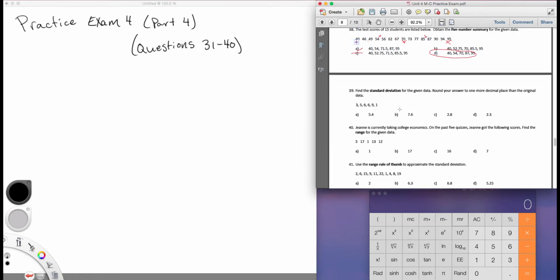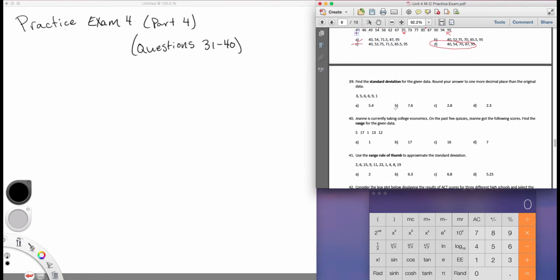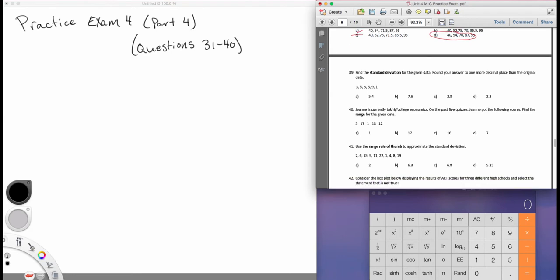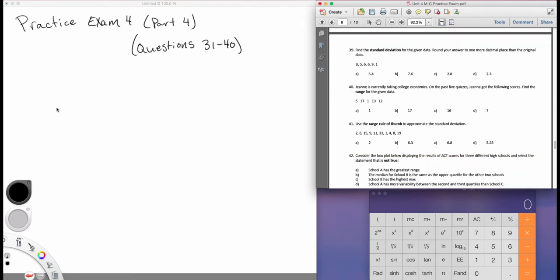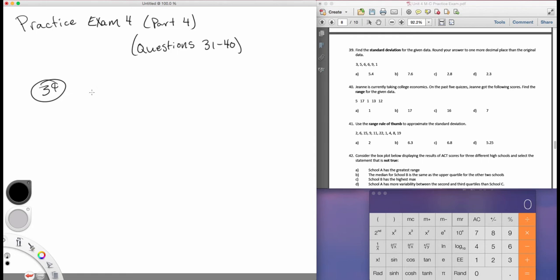So find the standard deviation of the given data. Round your answer to one more decimal place than the original data. Okay, so we're going to need the formula over here. Let's remember, for question 39, the standard deviation is equal to the square root of the sum of all the numbers minus the mean squared, all divided by the number of terms minus 1. Sometimes you'll see it just n, sometimes n minus 1. In this case, just use the n minus 1.